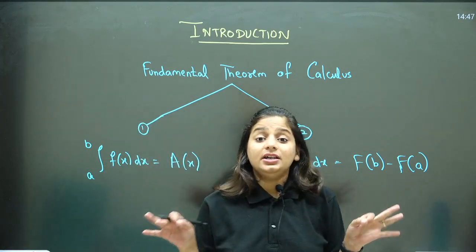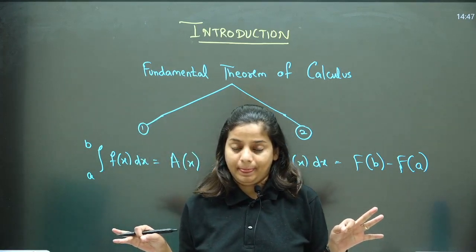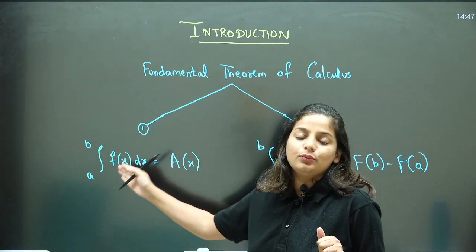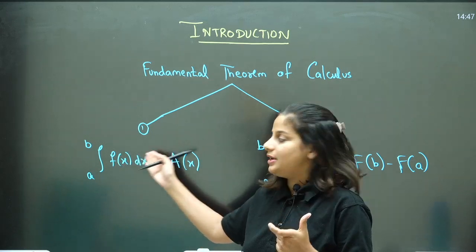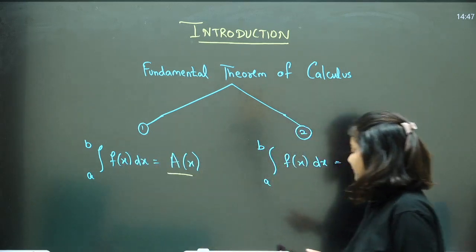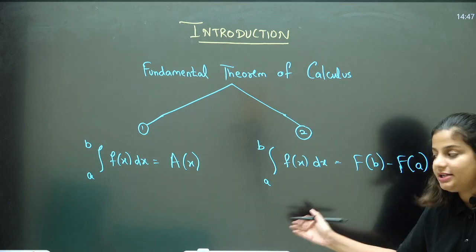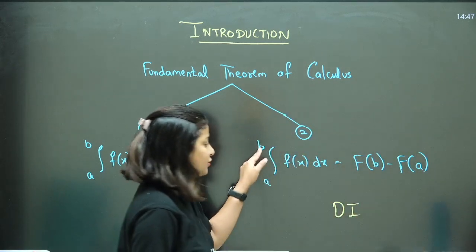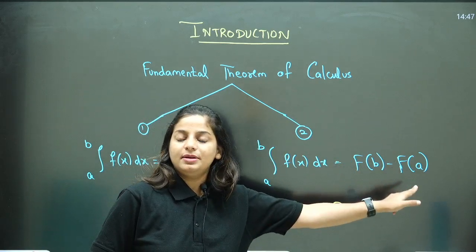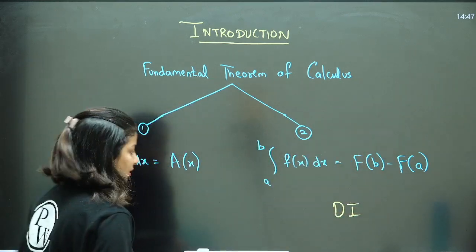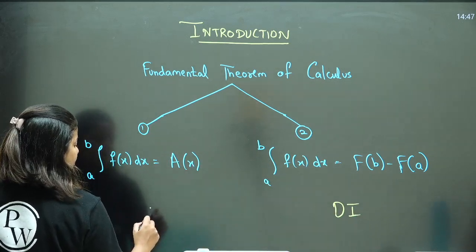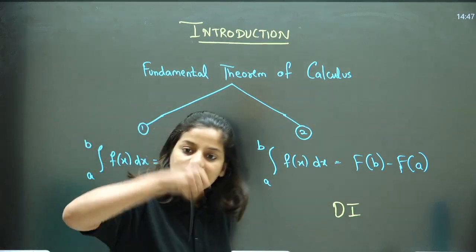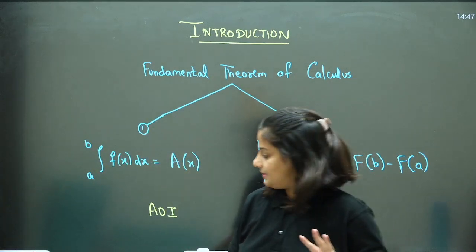Fine. So the fundamental theorem of calculus has two fundamental theorems. The first one states that when you integrate any function from a to b, it gives us the area. And the second fundamental theorem, which you have already done in the chapter definite integration, is when you integrate a function from a to b, you will get f of b minus f of a, upper limit minus lower limit. So the second fundamental theorem is used in the chapter definite integration, and the first fundamental theorem of calculus will be used in this chapter, application of integrals.